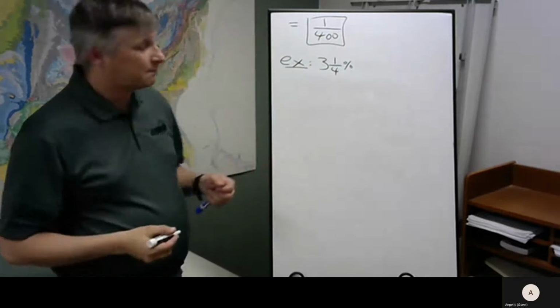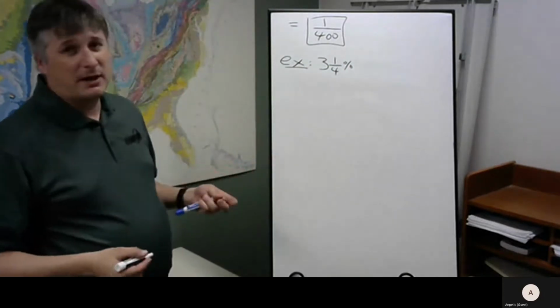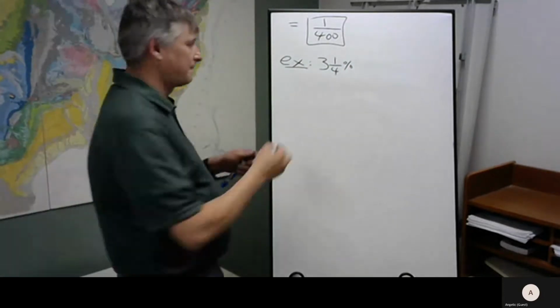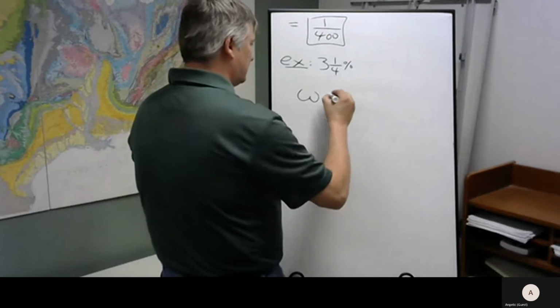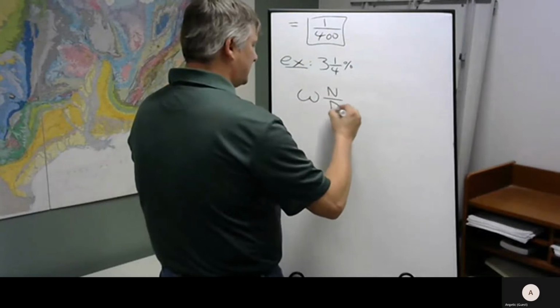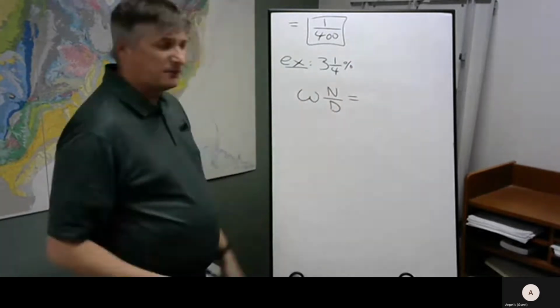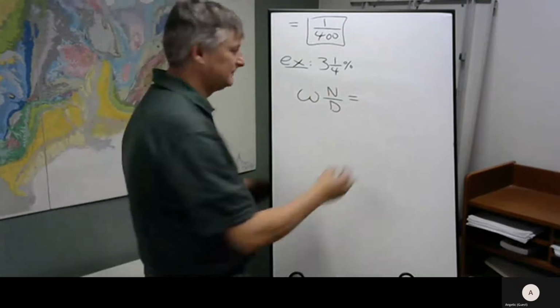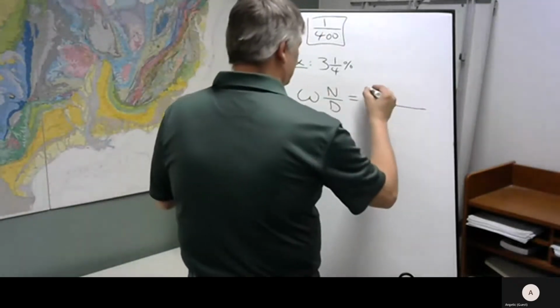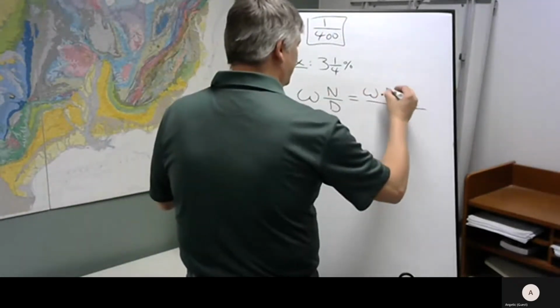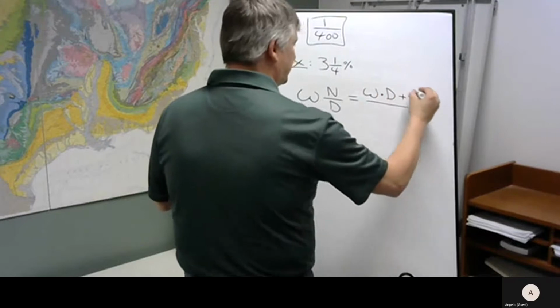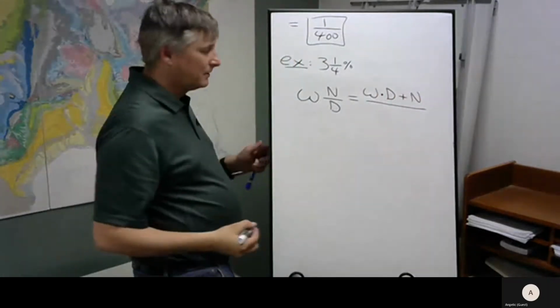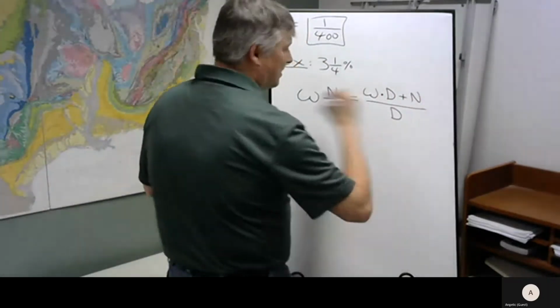I got a mixed number. Now what I recommend with mixed numbers, you have a whole number, a numerator, and a denominator. Convert these to improper fractions. Whole number times denominator plus numerator, that's the top. And the bottom is that same denominator.